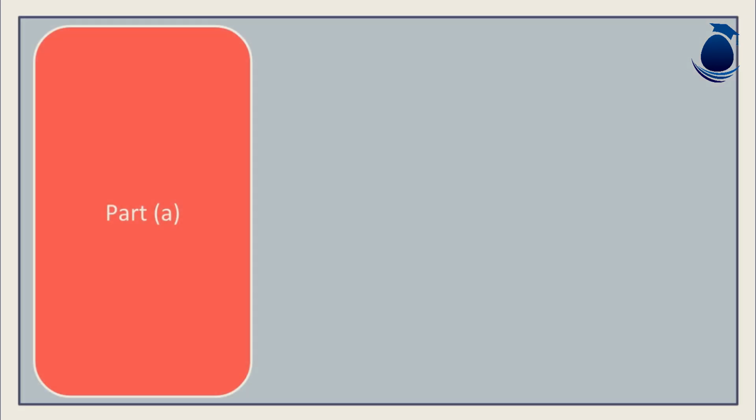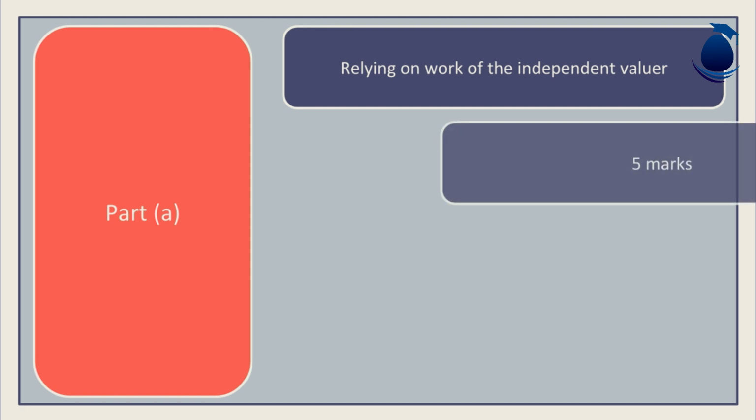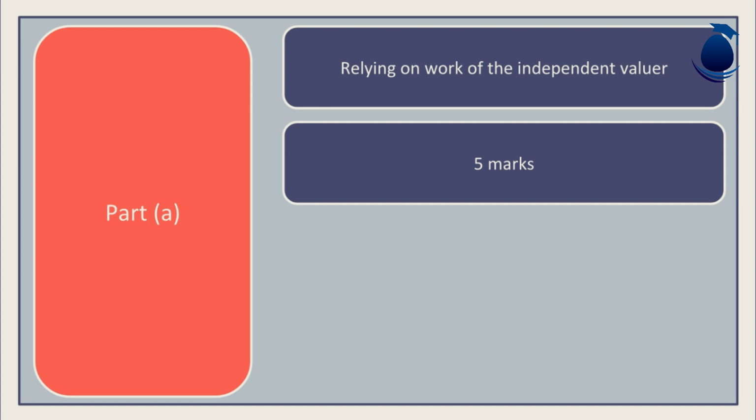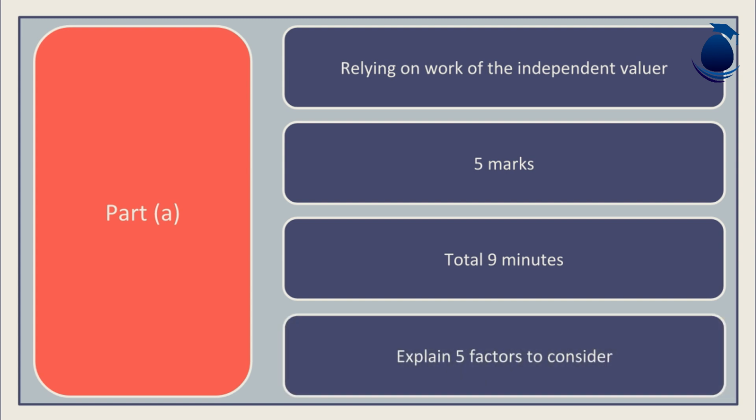Part A asks you to explain the factors Puffin & Co. should consider when placing reliance on the work of the independent valuer. This is for 5 marks, and therefore you should plan to spend no more than 9 minutes on this part. For 5 marks, they're expecting you to be able to explain 5 factors that would be considered.